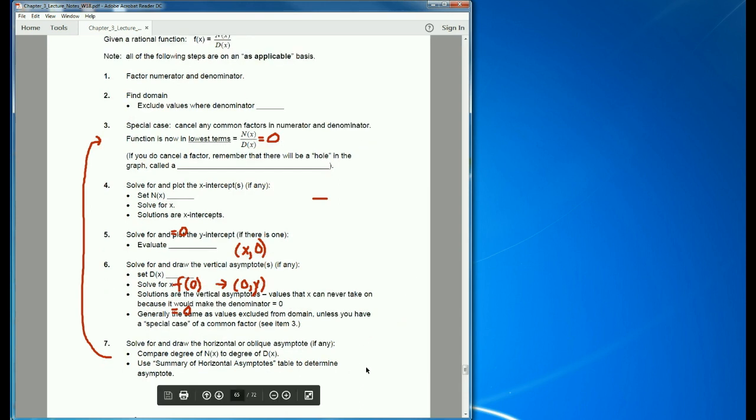And number 7, solve for and draw the horizontal or the oblique asymptote, if there are any. And again, we just finished going through this. Compare the degree of the numerator to the degree of the denominator, and basically use that summary table we just completed to determine what your asymptote is going to be.